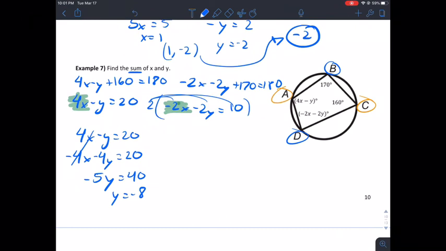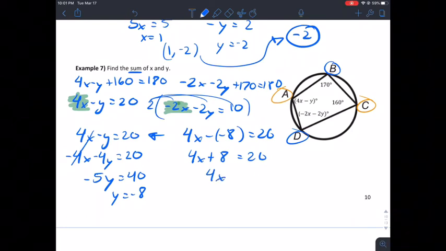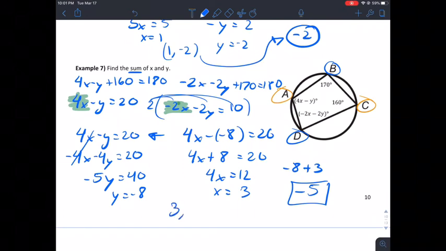So now I need to plug back into one of my equations. I'll plug into this first one. I'm going to do 4x minus -8 equals 20. So we get 4x plus 8 equals 20. 4x equals 12. X is going to equal 3. So they asked for the sum of x and y, so I'm going to do -8 plus 3, minus 5 is my answer. If I simply asked for you to solve for x and y, you would just give me (3, -8).